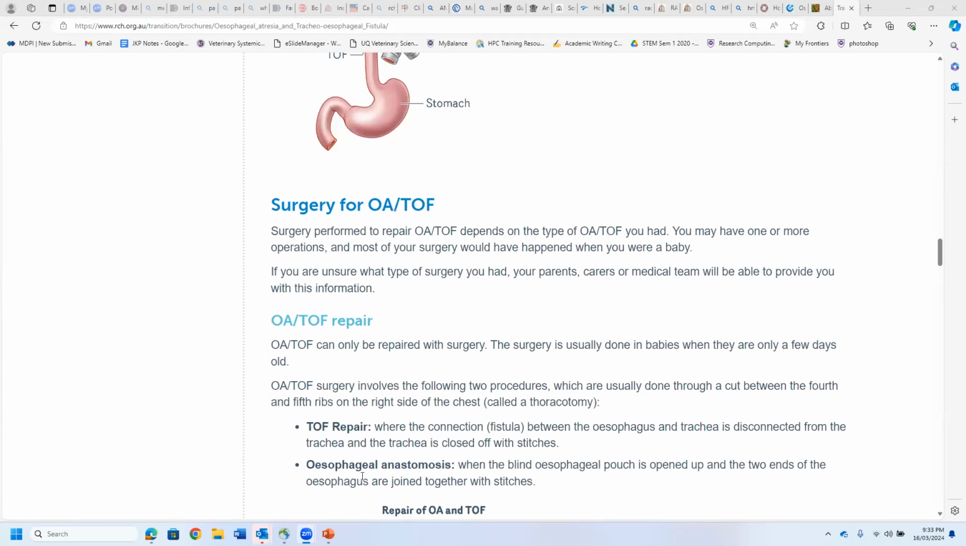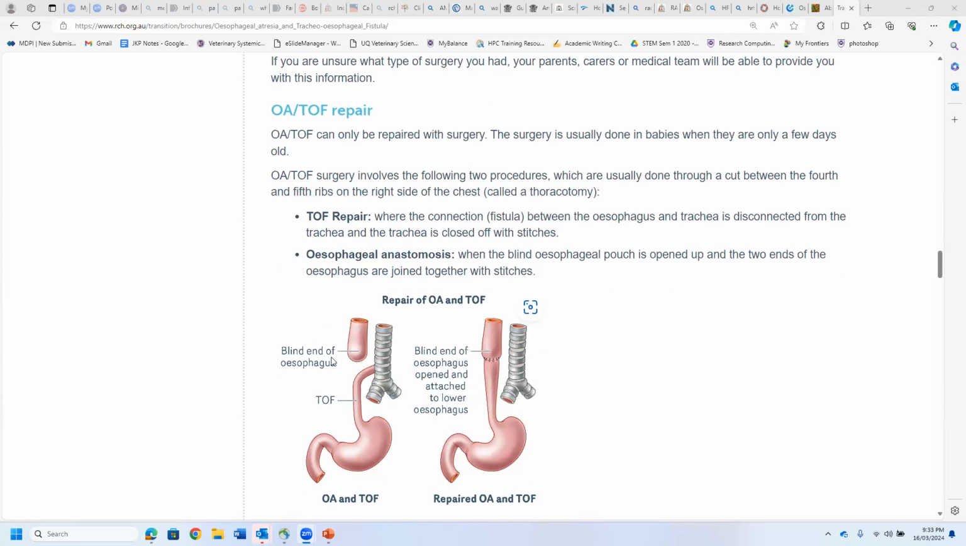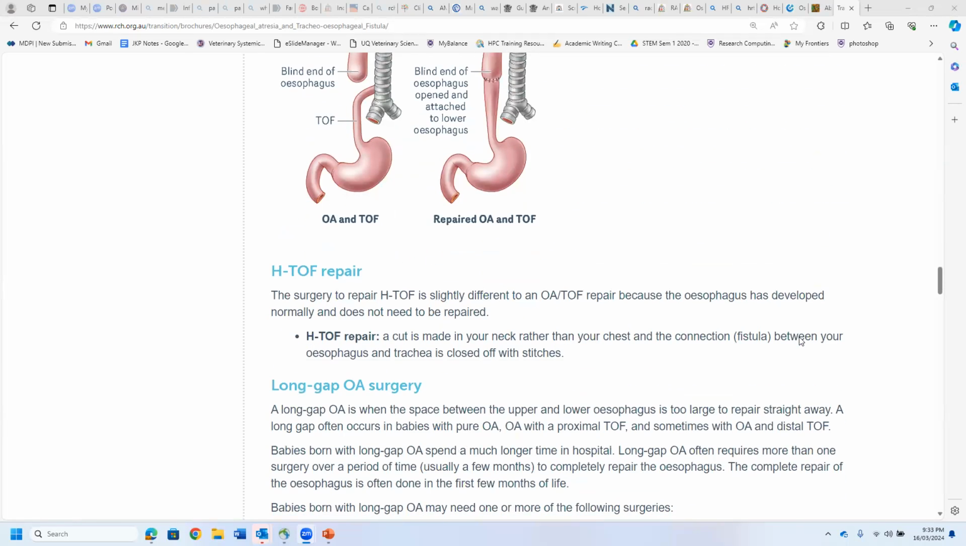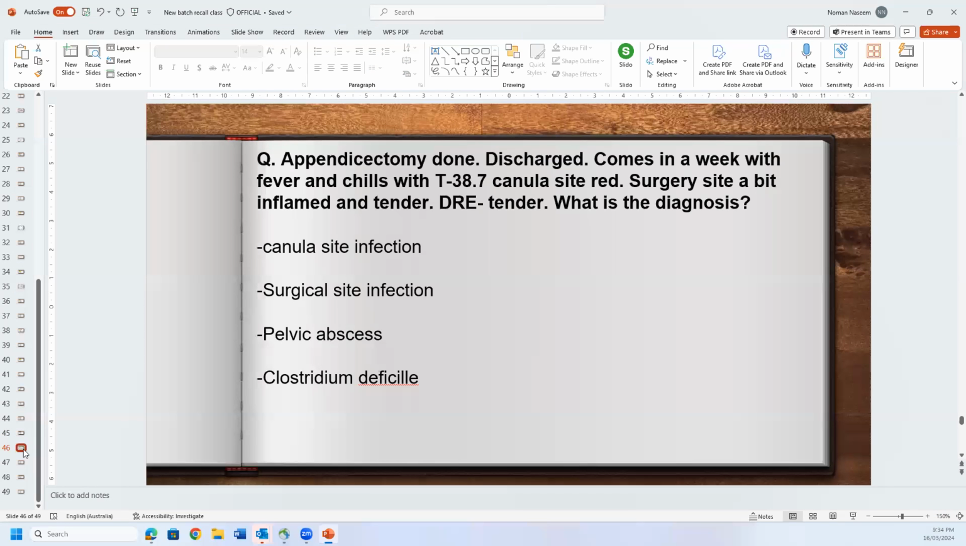Surgery is required for this. That is the only treatment. So you just separate the esophagus, which is connected to the trachea, close that part of the trachea, and join both ends of the esophagus. And these patients need to be followed up by a pediatrician throughout life, because they are at high risk of having GERD problems. So they need to be on PPI therapy as well. Okay. Any questions, guys?